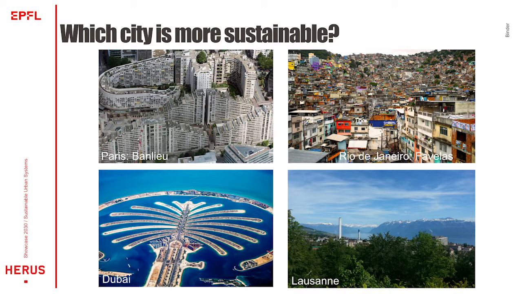You see here these four cities, and we're going to make a small vote. Which city or part of a city do you consider the most sustainable one? Who thinks that Paris is the most sustainable one? Paris banlieue. Who thinks that the favelas in Rio de Janeiro are the most sustainable ones? Who thinks that Dubai is the most sustainable one? No, no one. Who thinks that Lausanne is the most sustainable one? Okay, so you can see immediately that we do not agree on what is sustainable. And every person, I would bet, has different criteria upon which we think what is sustainable and what is not sustainable. We're thinking of different trade-offs when we are thinking of the way to go from a less sustainable to a more sustainable point.